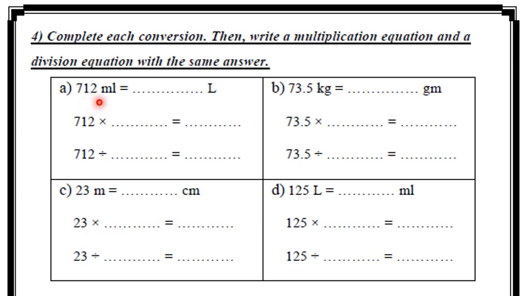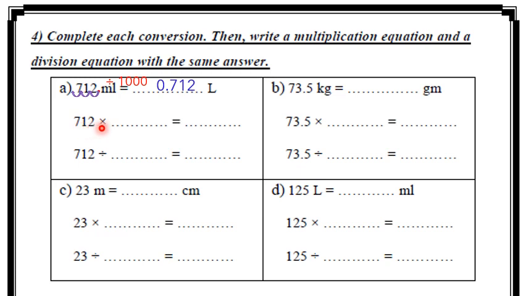Now here, he put for me milliliter. I want to convert it into liter. As we said, from the small unit to the big unit, so I will make divided by 1000. Any number divided by 1000, I'm moving the decimal point to the left. Here there is no decimal point, so I'm gonna put the decimal point at the end. Then I move to the left 3 places, so it will be 0.712.